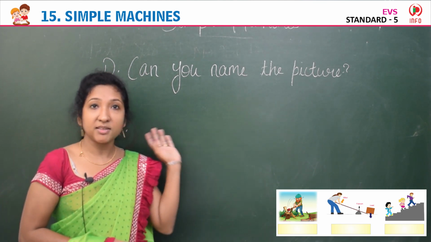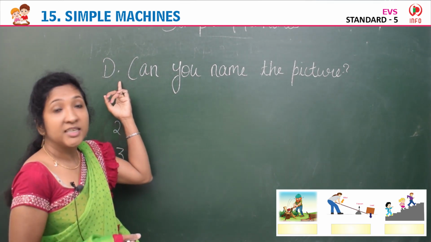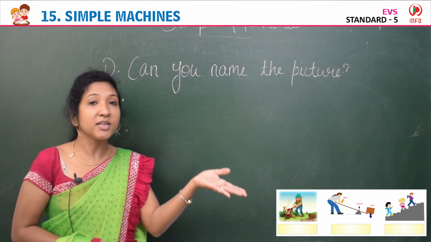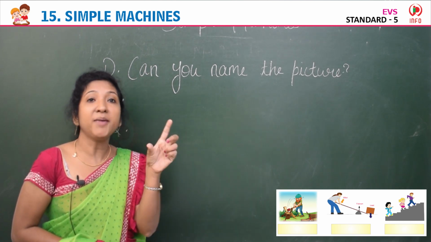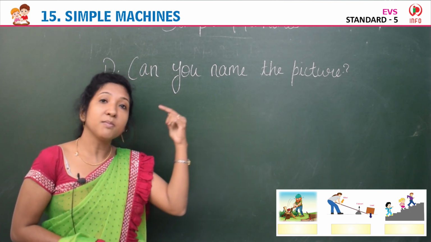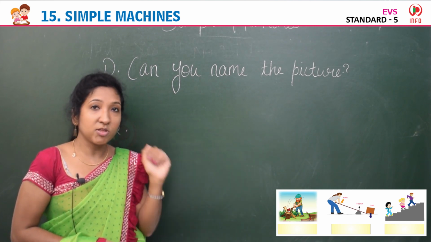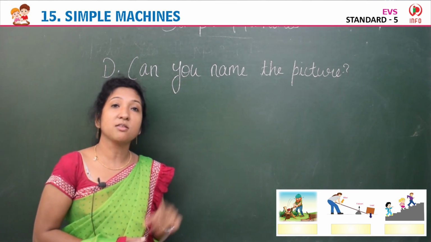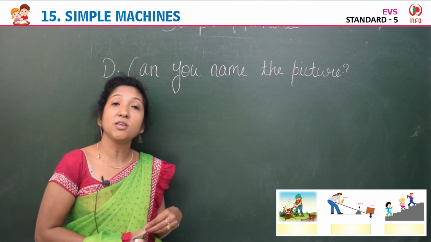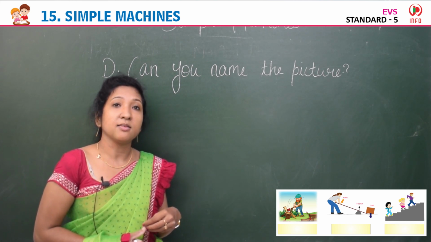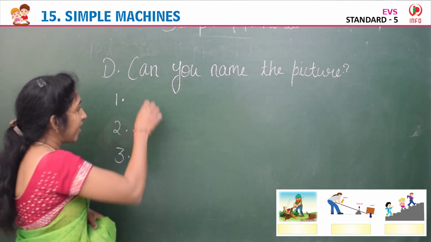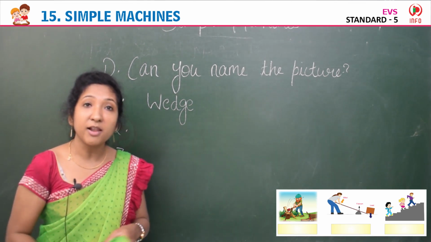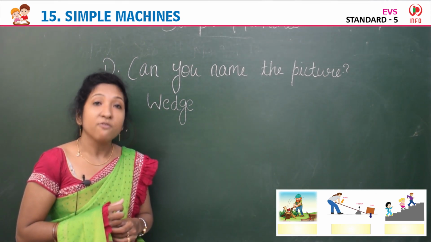Okay children, our next exercise is D. Can you name the picture? You can see pictures over here. Three different images are given here. You have to name which picture is it, or to which simple machine you can match that picture. So the first picture belongs to which category of simple machine? Yes, the first picture is wedge. They have shown an axe over here, right? Axe is an example of the simple machine wedge.